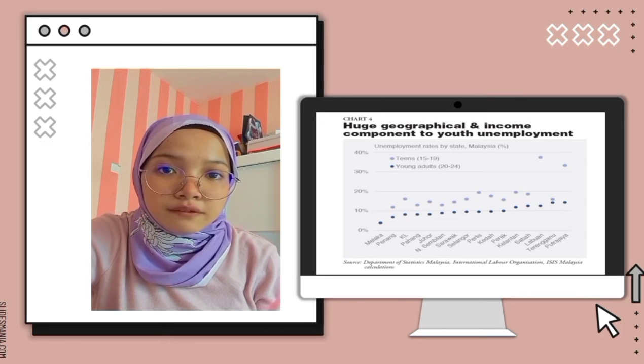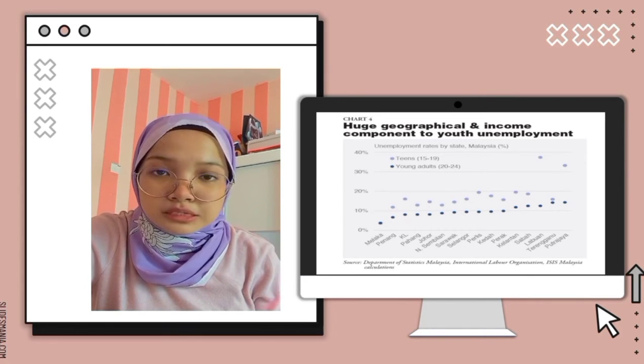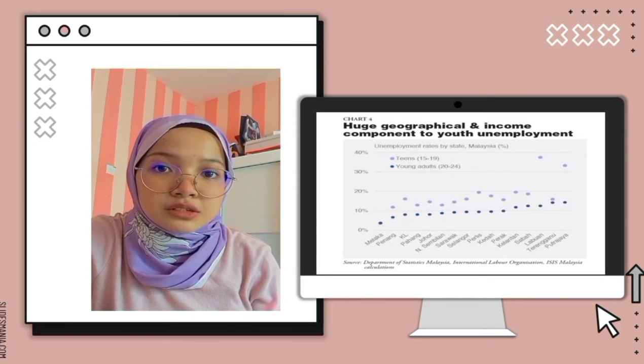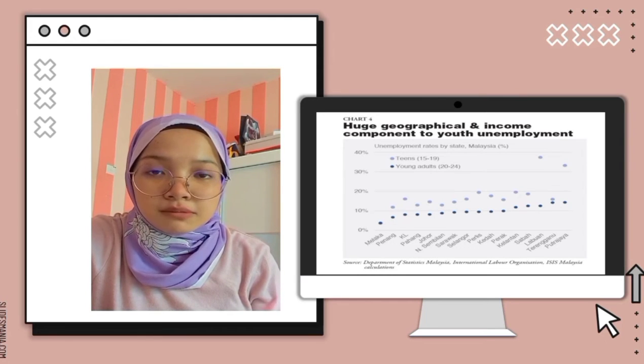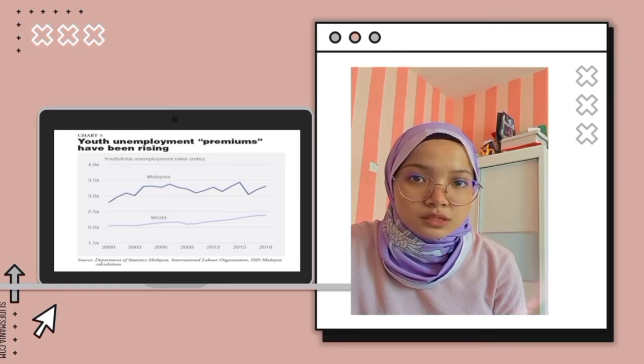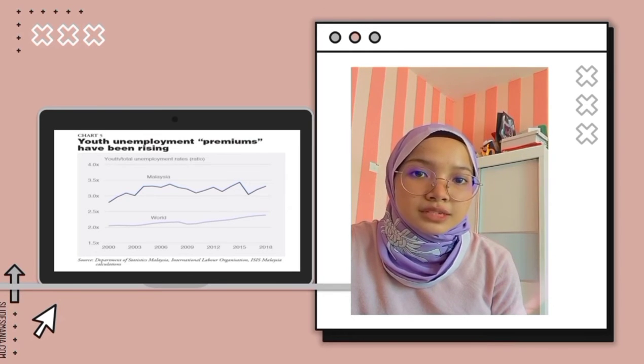The highest rate of unemployment among teenagers is in Labuan, which is more than 30%. Then followed by young adults, where Putrajaya has the highest rate of unemployment among the states in Malaysia. For the vertical axis, which is the y-axis, it represents the rate of unemployment, while the horizontal axis, which is the x-axis, represents the years from 2000 until 2018.